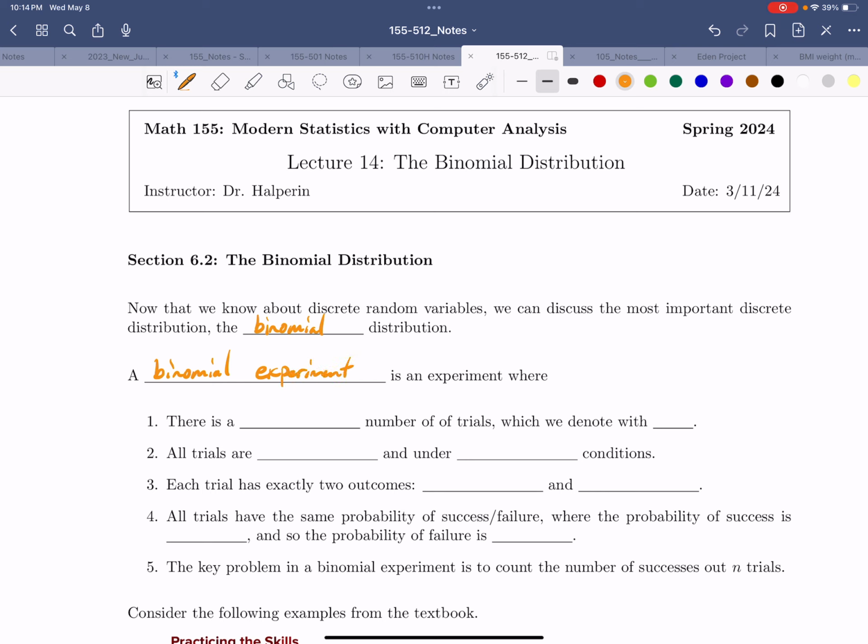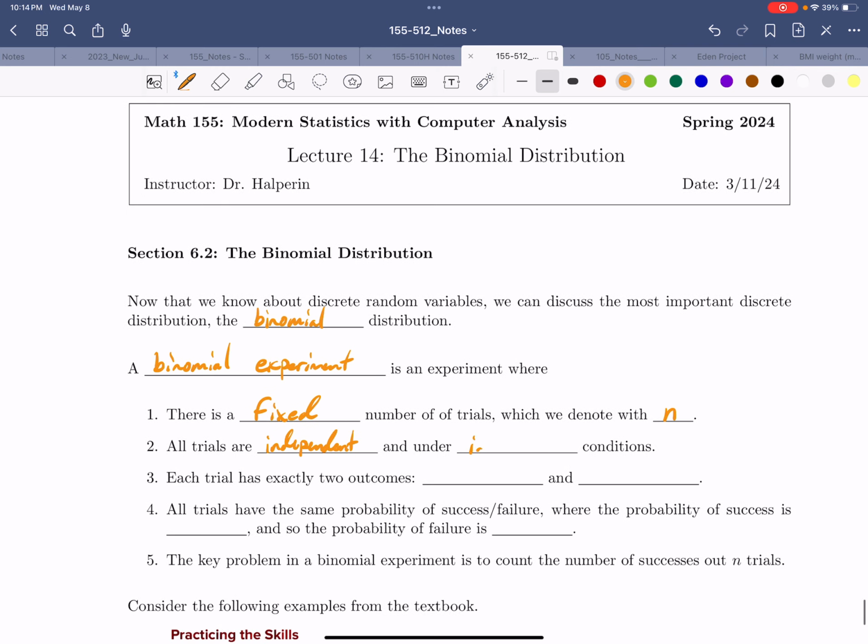It's an experiment, which means we're doing something, right? Something is happening. And in the case of a binomial experiment, there is a fixed number of trials, which we denote with n. n is the number of trials. All trials are independent. Remember that term from the previous section? And under identical conditions. So effectively, you're doing the same trial n times.